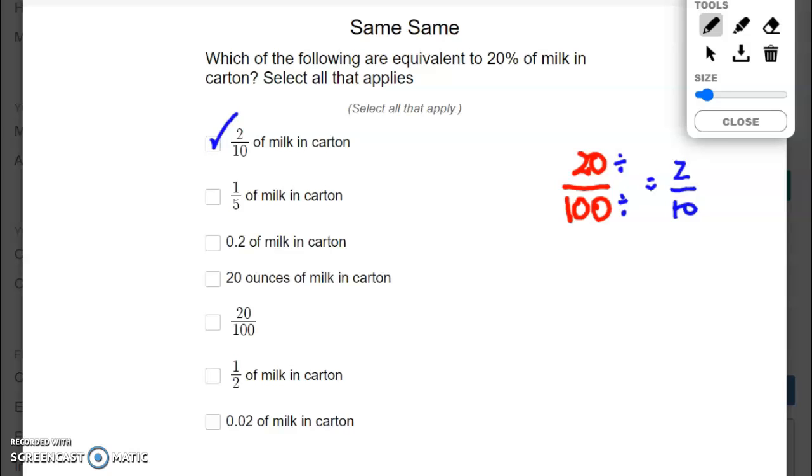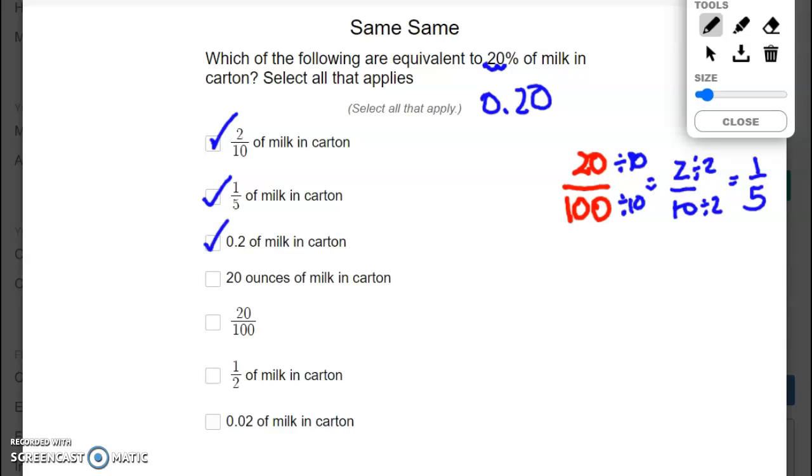And if I can further divide this by another 2 over 2. So you're dividing by 10 first and then dividing by 2. That's going to be 1 over 5. So that's going to be 1 over 5 is also correct. 0.2 of milk carton. 0.2 is same as 20%. If I convert this to decimal, you need to move the decimal place 2 to the right. So that's going to be 0.20 or 0.2 is also correct.